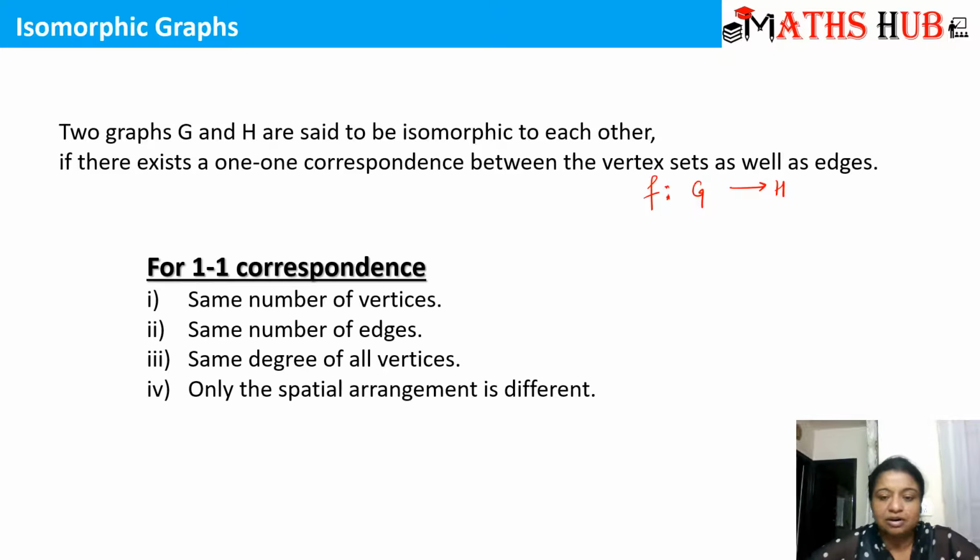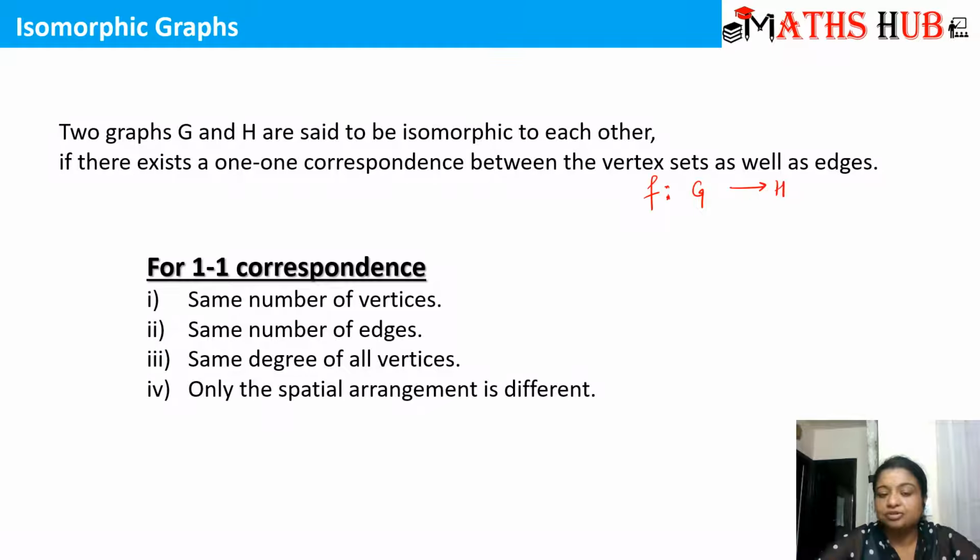For one-to-one correspondence, we need to check that both the graphs should have the same number of vertices. They should have the same number of edges. The degrees of all the vertices in graph G should be equal to the degrees of all the vertices in graph H. And the last point is the spatial arrangement may be different, that means the way G is drawn from H may differ, but you can say that it should be a carbon copy of each other, right?